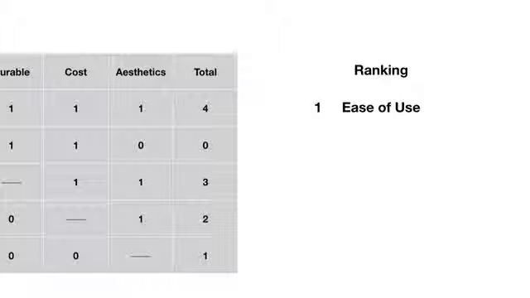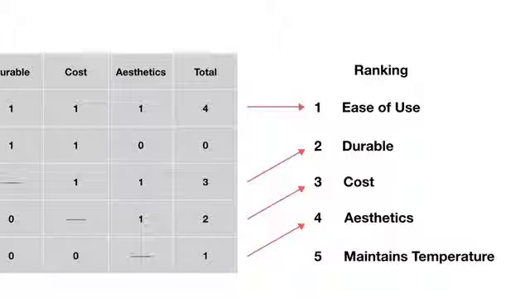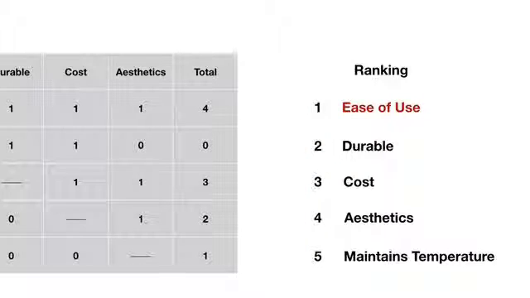The results from the PCC for the water bottle are number 1, ease of use, number 2, durable, number 3, cost, number 4, aesthetically pleasing, and number 5, maintained temperature. So what this means is that ease of use is the most important design objective moving forward in our project, and that maintained temperature is the least important objective moving forward in our project.